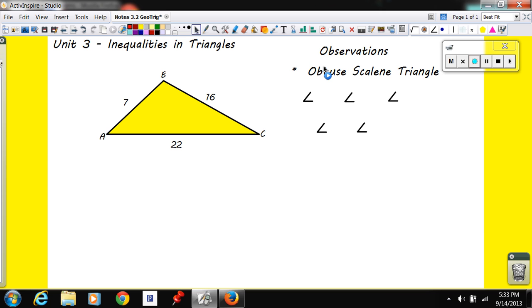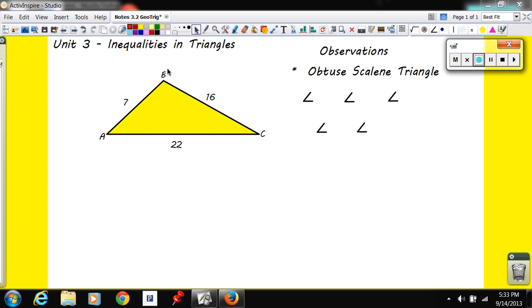First, we decided that it was an obtuse scalene triangle. We actually measured this angle, and it was an obtuse angle, 110 degrees in class. So it was obtuse, and it was scalene because all three sides are different sizes. Scalene is when we have three different sides, no equal sides in a triangle. Let's call it a scalene triangle.